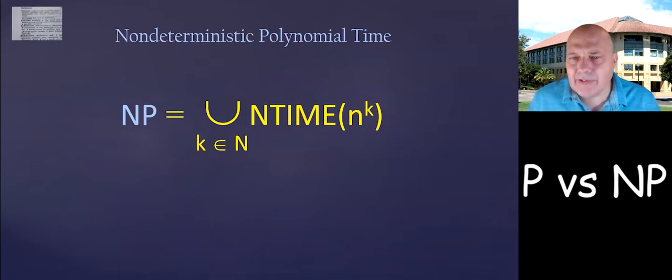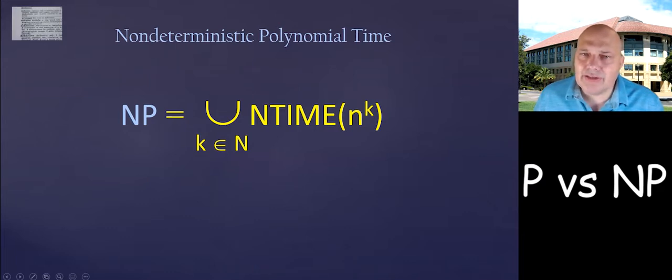So this gives rise to the notion of NP, which is an analog to P for non-deterministic computation. So non-deterministic polynomial time: everything that can be decided in time n to the k for some constant k. And just like P, it is a robust notion of efficiency as far as non-deterministic time is concerned.